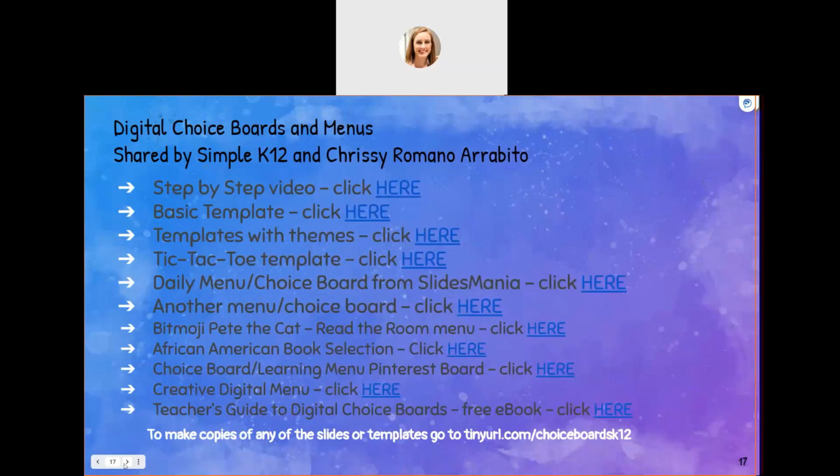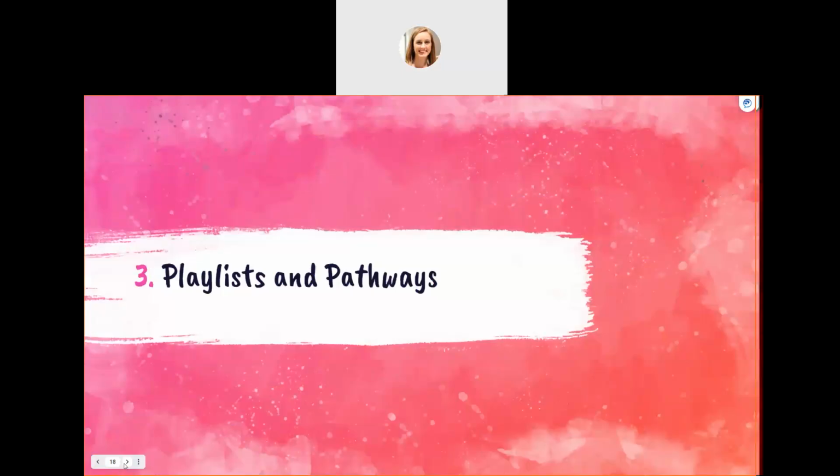These can be embedded into any learning management system that you're using, and you can also use other slide deck software to create them. So I would encourage you to go and grab some of these templates to make it a little bit easier to create these. The last thing that we're going to look at are playlists and pathways.